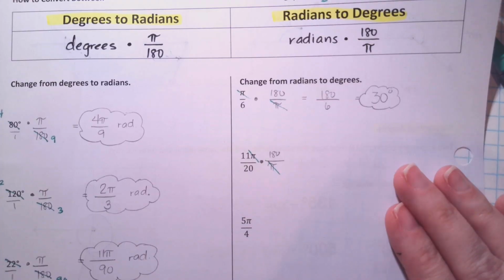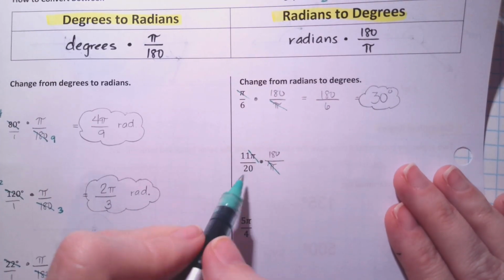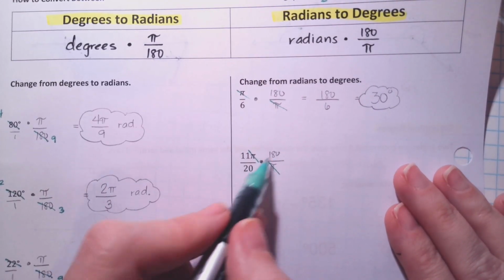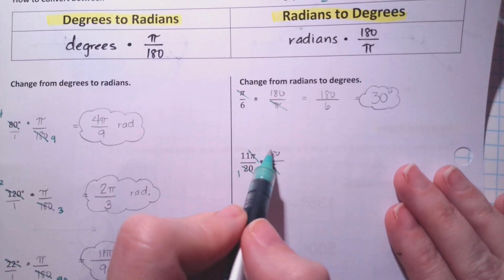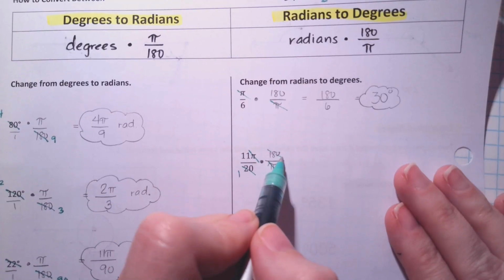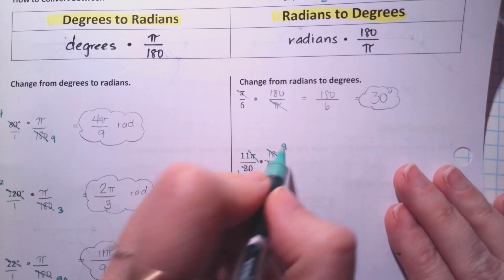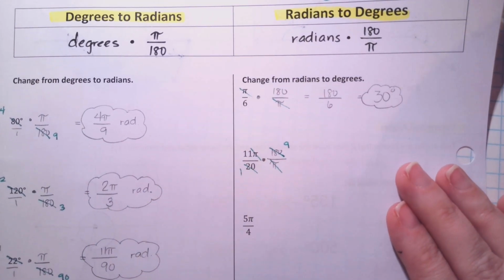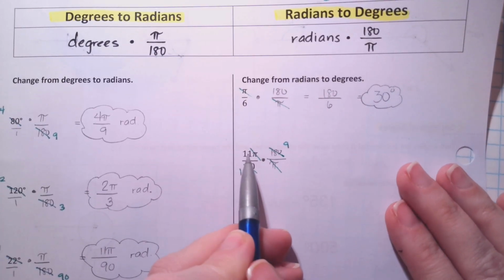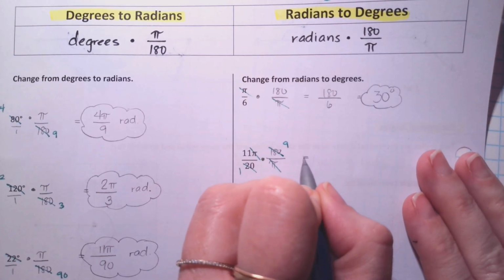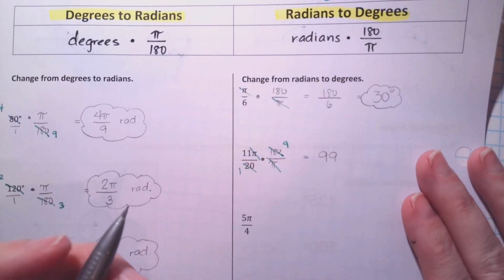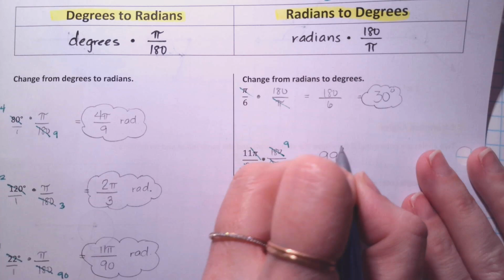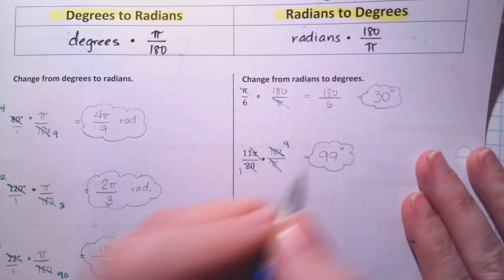It really doesn't matter. If we simplify beforehand, both 20 and 180, you can divide by 20. 20 divided by 20 is 1. 180 divided by 20 would be, what is that, 9? And then we're not left with a whole lot to multiply. On the top, we have 11 times 9, which is 99. And then on the bottom, we just have a 1. So our final answer is 99 degrees.